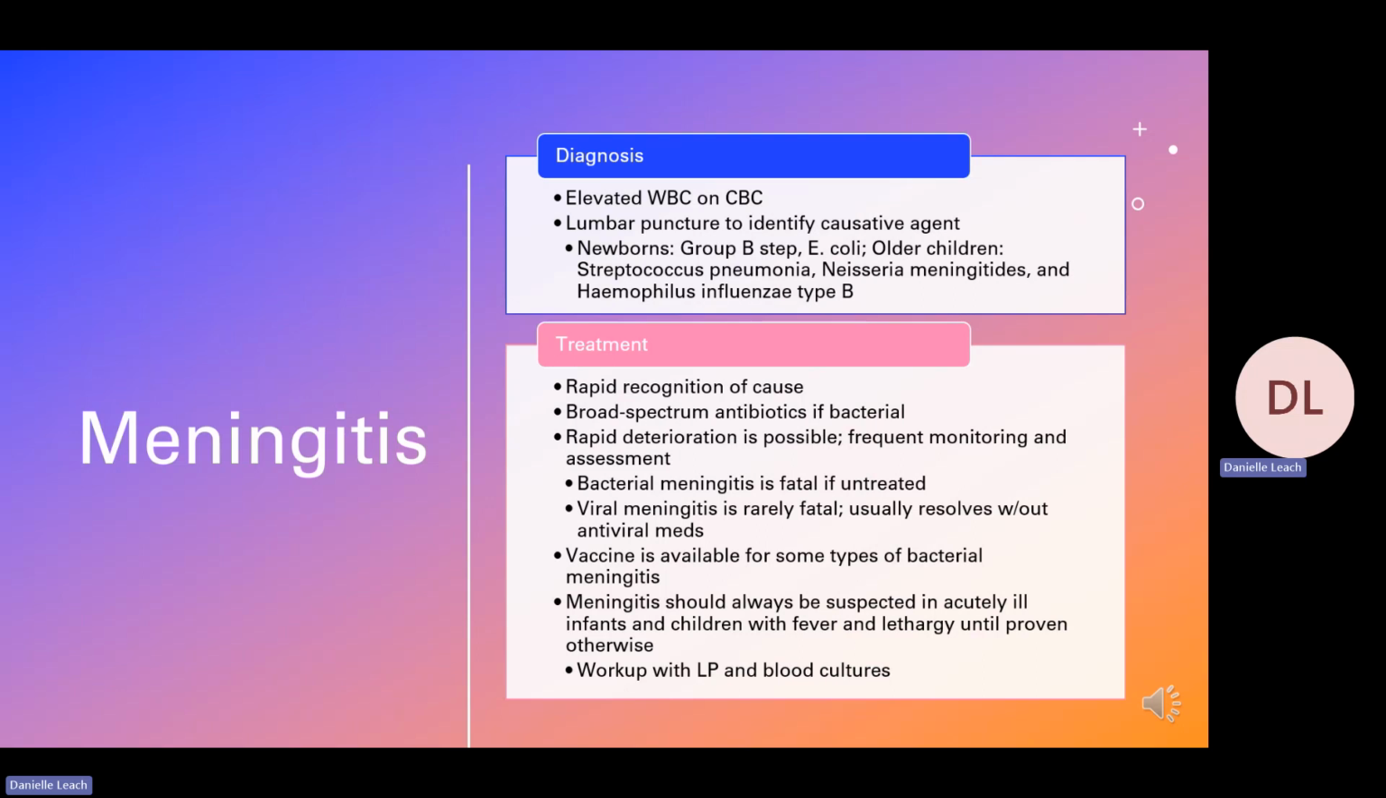Some common causes of meningitis are things like group B strep and E. coli in newborns, and then for older children, streptococcus, Neisseria, and Hib.